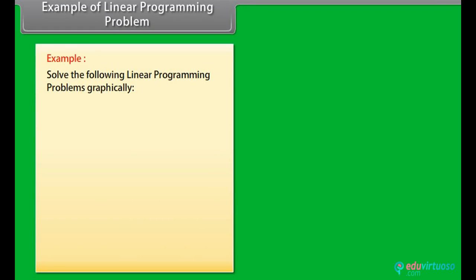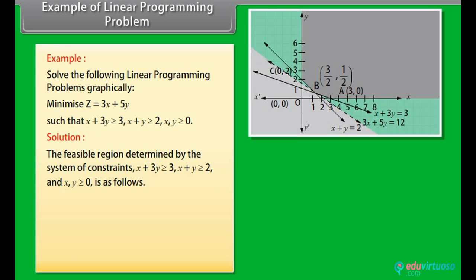Example. Solve the following linear programming problems graphically. Minimize z = 3x + 5y such that x + 3y ≥ 3, x + y ≥ 2, x, y ≥ 0. Solution. The feasible region determined by the system of constraints x + 3y ≥ 3, x + y ≥ 2, and x, y ≥ 0 is as follows. It can be seen that the feasible region is unbounded.